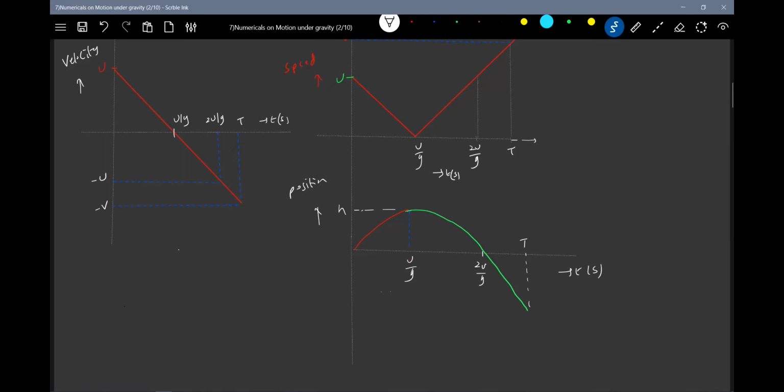Hope everyone is able to understand now. See here, at height h, it'll come to rest. What is the slope? Slope should be zero. It is projected with a velocity, so the slope should be non-zero. And if you write this theta 1, theta 2, the magnitude of that should in fact be equal. Any reason? Because what is the speed of the object at t equal to zero and after 2u/g? It should be the same, only the direction of motion is going to change. So this will be the velocity, this will be the speed, and this will be the position of a particle as a function of time.